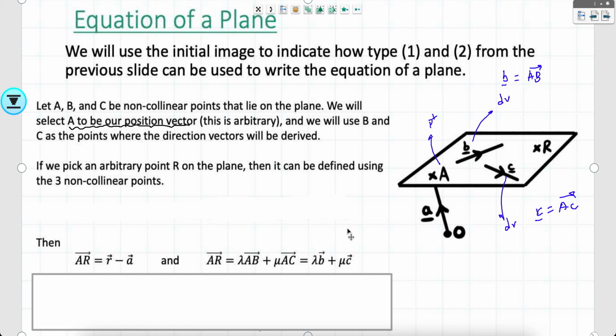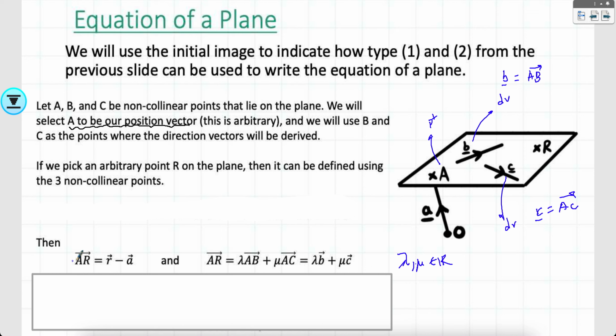But I also know that AR can be found by a linear combination of AB and AC, which is just the vector B and the vector C. So a linear combination of them, each of them having a different or maybe a similar scalar multiple. Remember, these are real numbers. If you have these direction vectors, since they are non-collinear, the points themselves are non-collinear, I can just do a linear combination of them and it will give me the point AR.